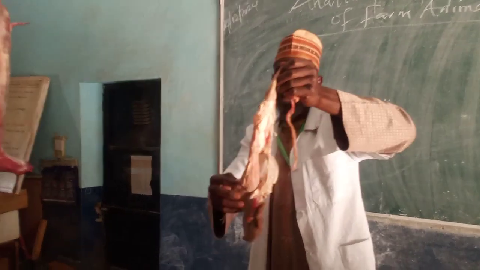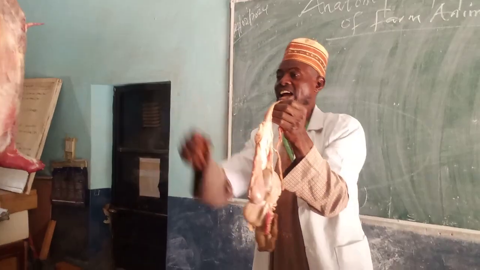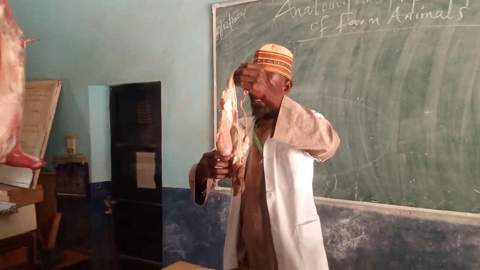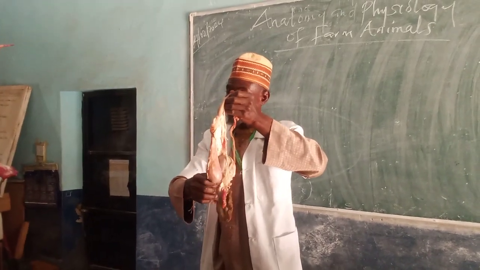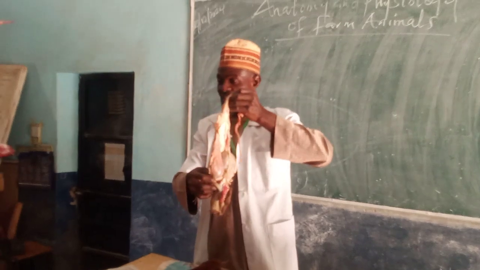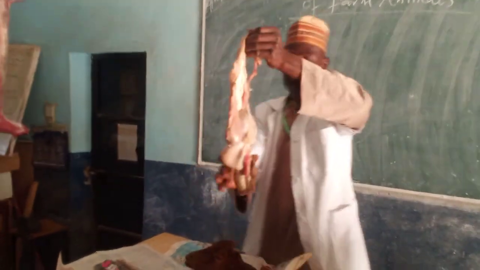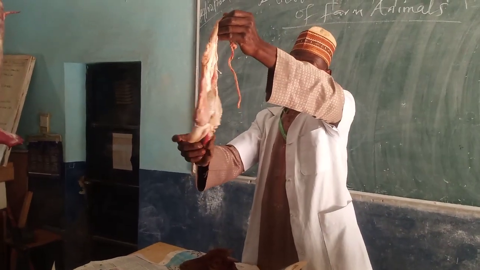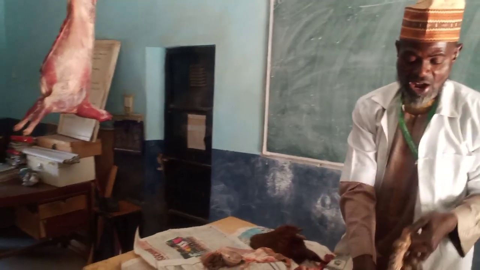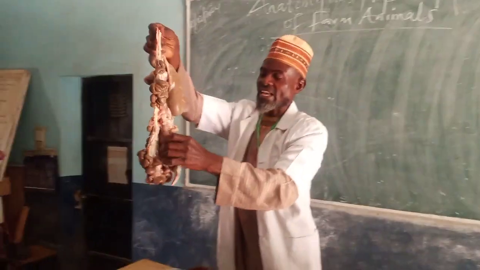Look at it. This abomasum resembles that of monogastric animals. That is the true stomach. It's also called the glandular stomach. So after the feed has left the abomasum, it moves to the small intestine. The feed moves to the small intestine.